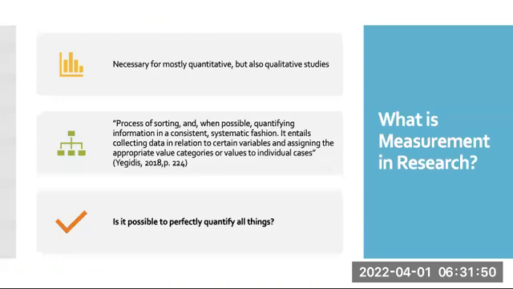So what is measurement in research? Measurement is the process of sorting and, when possible, quantifying information in a consistent, systematic fashion. It entails collecting data in relation to certain variables and assigning the appropriate value or categories of values to individual cases. So for example, you can quantify or measure things like depression, stress, family violence, etc.